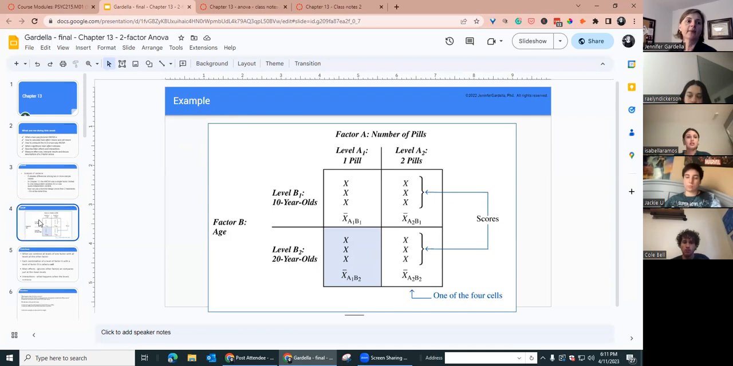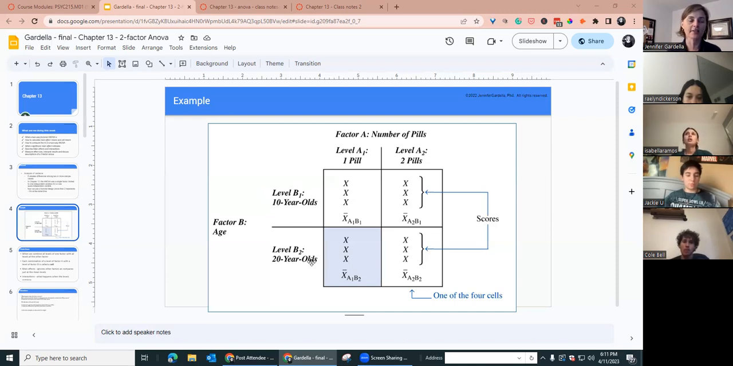What we do is we have two factors, factor A and factor B. We try to keep this simplest at first. Okay, so we talk about cell means here. You can see this X bar A1, B1. That is the mean of cell 1 for level A1, level B1. This is the cell mean for this cell. A2, so they got 2 pills. B1, still 10-year-olds. And then we just move down to the other 2 cells.